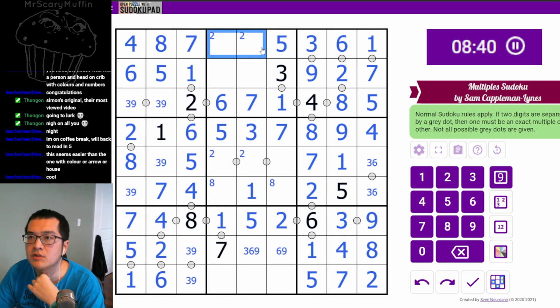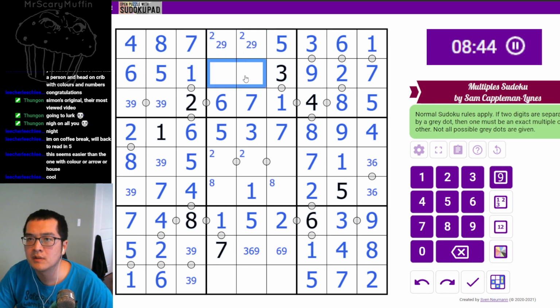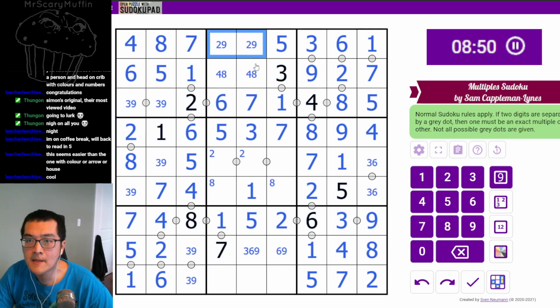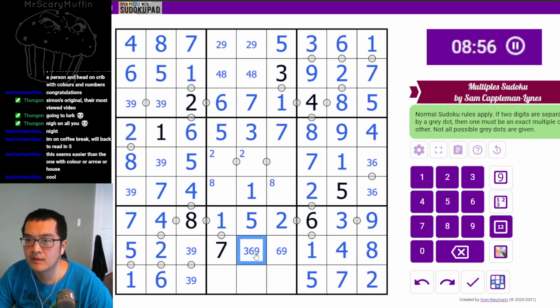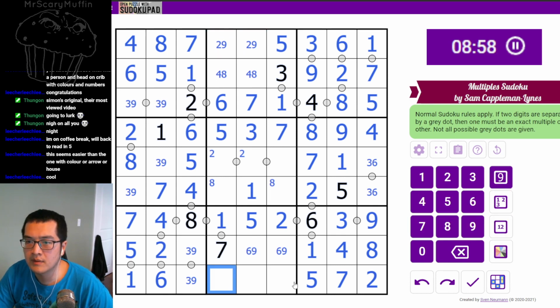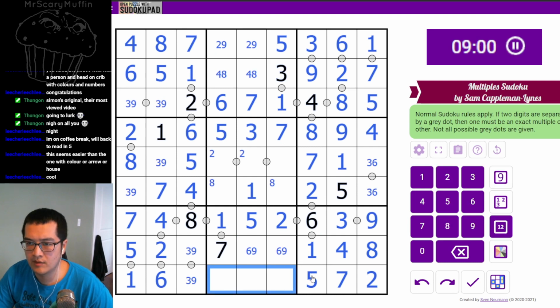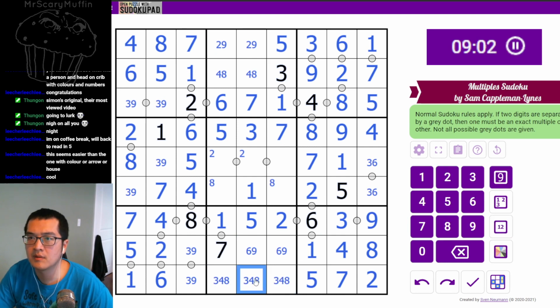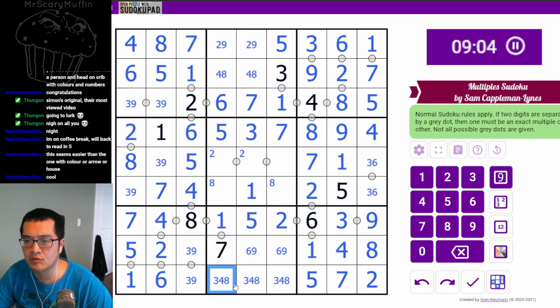What's left here? 2 and a 9? That's not solved yet though. And this is a 4 and 8. That's a 6, 9 pair. What's left here? 3, 4, and 8. Oh, 3 is actually forced into here.